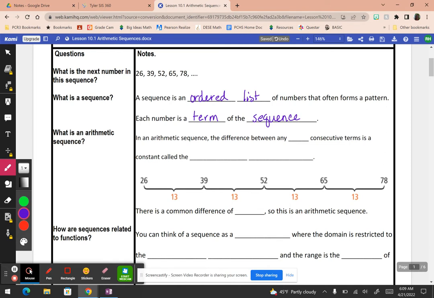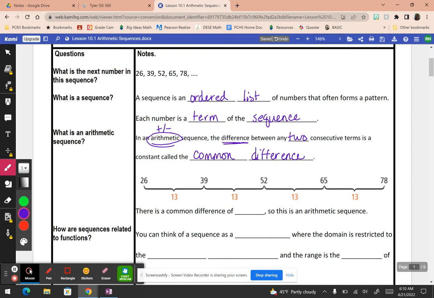In an arithmetic sequence, the difference between any two consecutive terms is a constant called the common difference. And we call it the difference because we subtract to be able to find what the difference is between the two numbers, okay? Arithmetic means that we're going to either add or subtract to get to the next number.